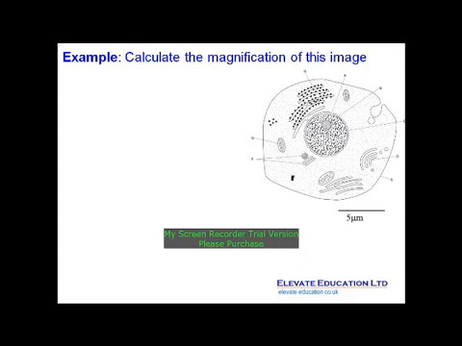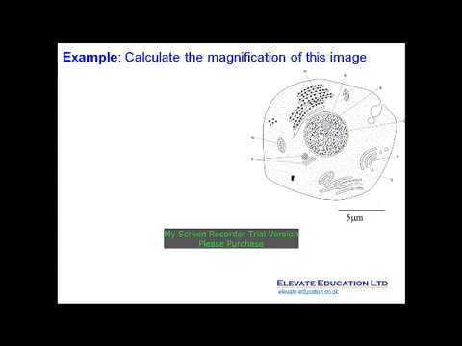Underneath the scale bar is a number, in this case 5 micrometers. This tells us that if an object is the length of this black bar in the diagram, it has a length in the real world, an actual length of 5 micrometers.